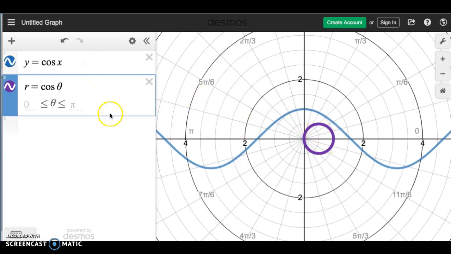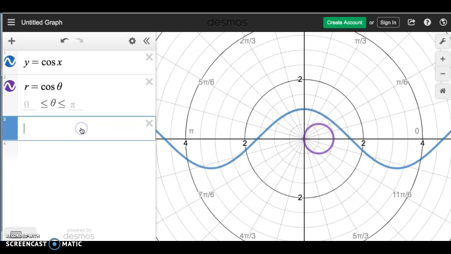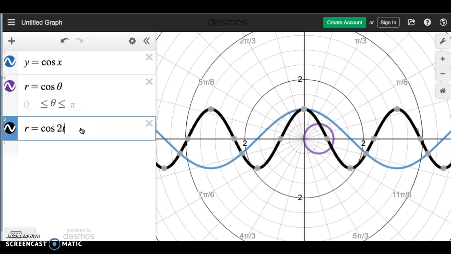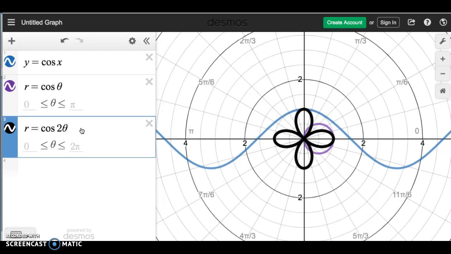Okay, now what's going to happen if we go ahead and make this r equals cosine 2 theta? We saw this briefly at the end of class the other day where there were double the petals actually. Double the petals, right? But notice we're still starting over here on the 0 axis at 1, right? And so how come that is?